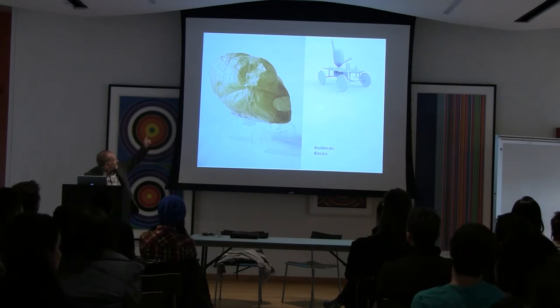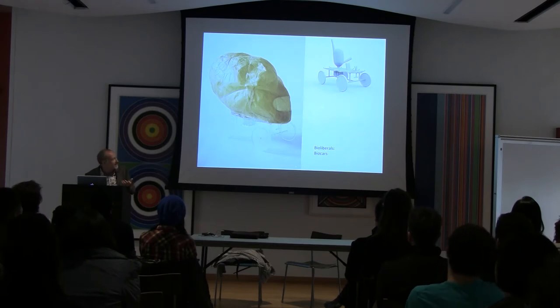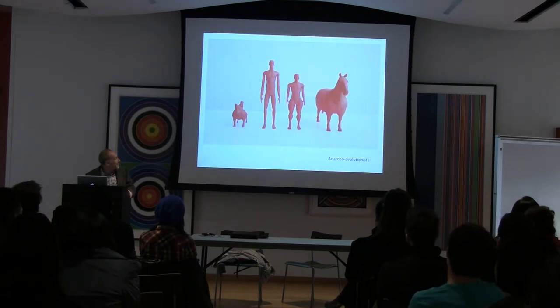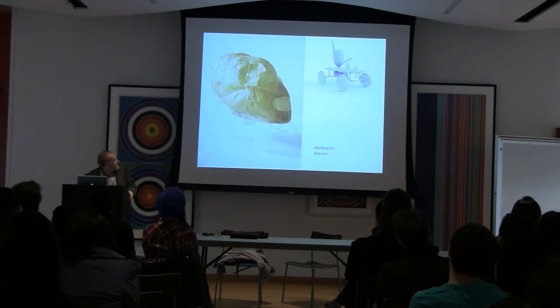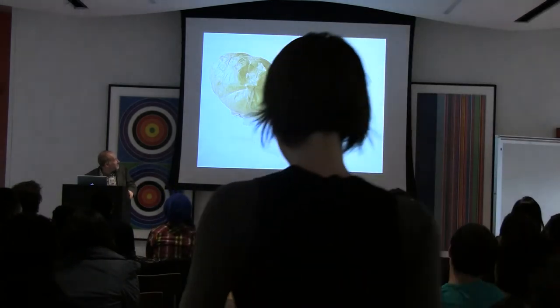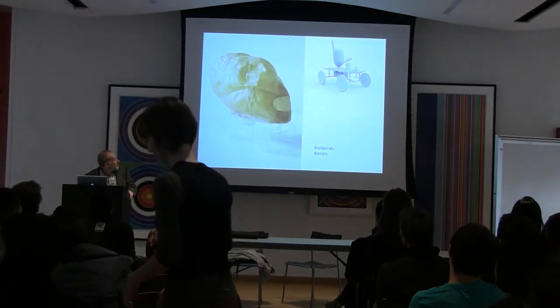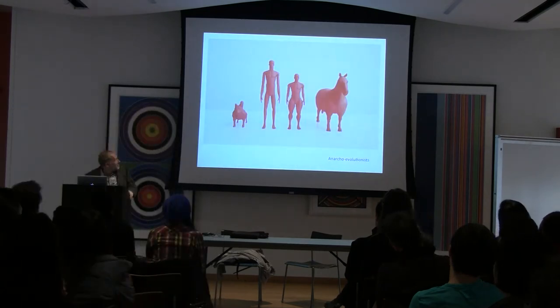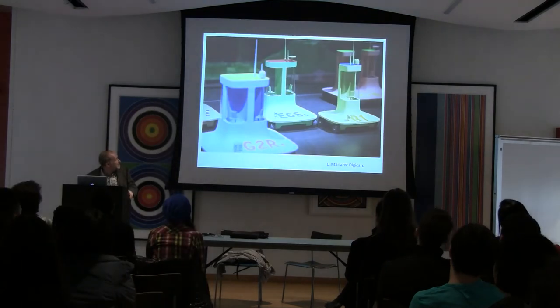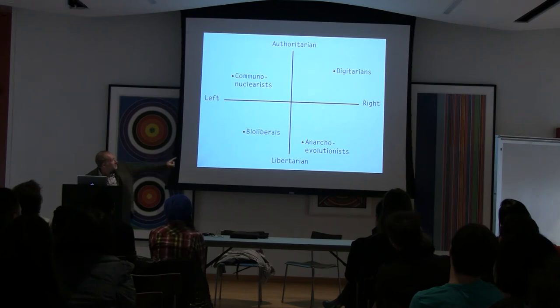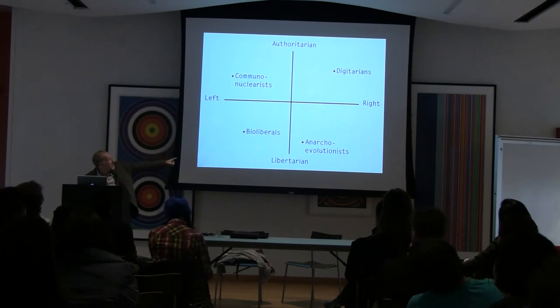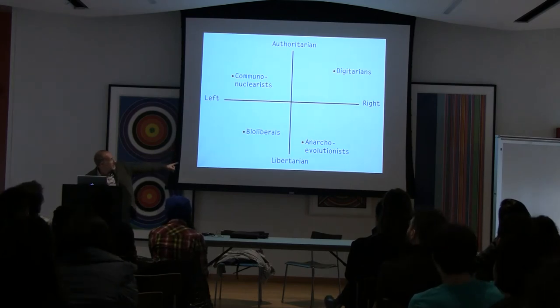And the skin and everything is made of natural, organic material. It's a plastic, an organic cellulose-based one. And this is how their vehicles are. They're very, very slow. And then the third one, the anarcho-evolutionists, let's see where they are located. You see, they are right-wing, and they are libertarians, so they don't like authority.